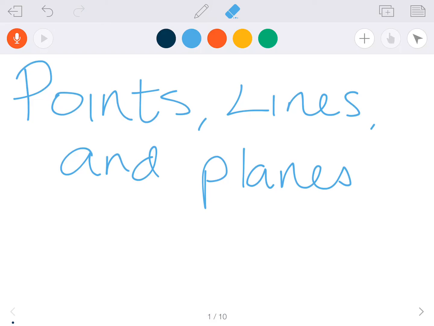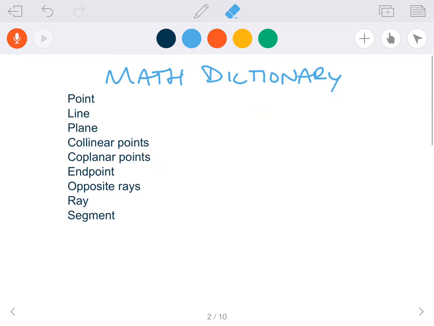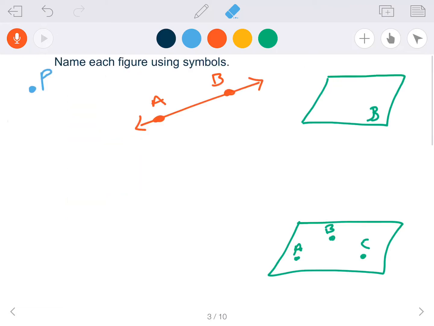Welcome to this lesson where we are going to discuss the building blocks of geometry: points, lines, and planes. Before you go any further, make sure that you have a definition and a diagram for each of the following words in your math dictionary. Let's go through some examples.